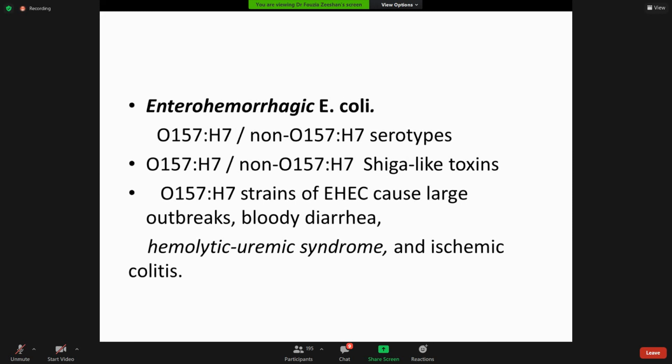Enterohemorrhagic E. coli is very, very important. O157:H7 is a serotype that produces what is also called Shigella-like toxin, and it causes bloody diarrhea and also causes hemolytic uremic syndrome and ischemic colitis.